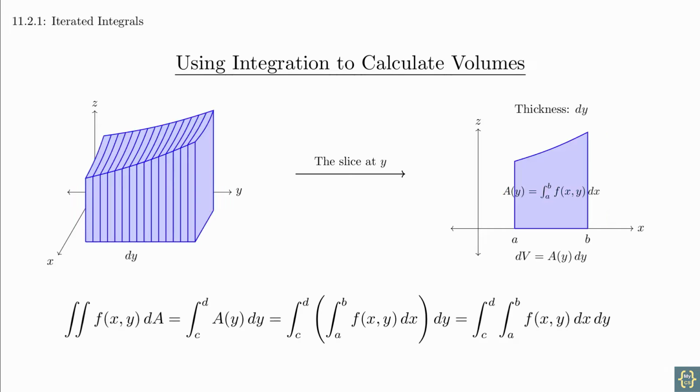We can do this process again, but make the slices parallel to the xz plane. It turns out that the result is very similar. Intuitively, we would think that the answer we get should be the same since it's the same total volume. And while it's not true in general, it's true for continuous functions. And this result is known as Fubini's theorem.